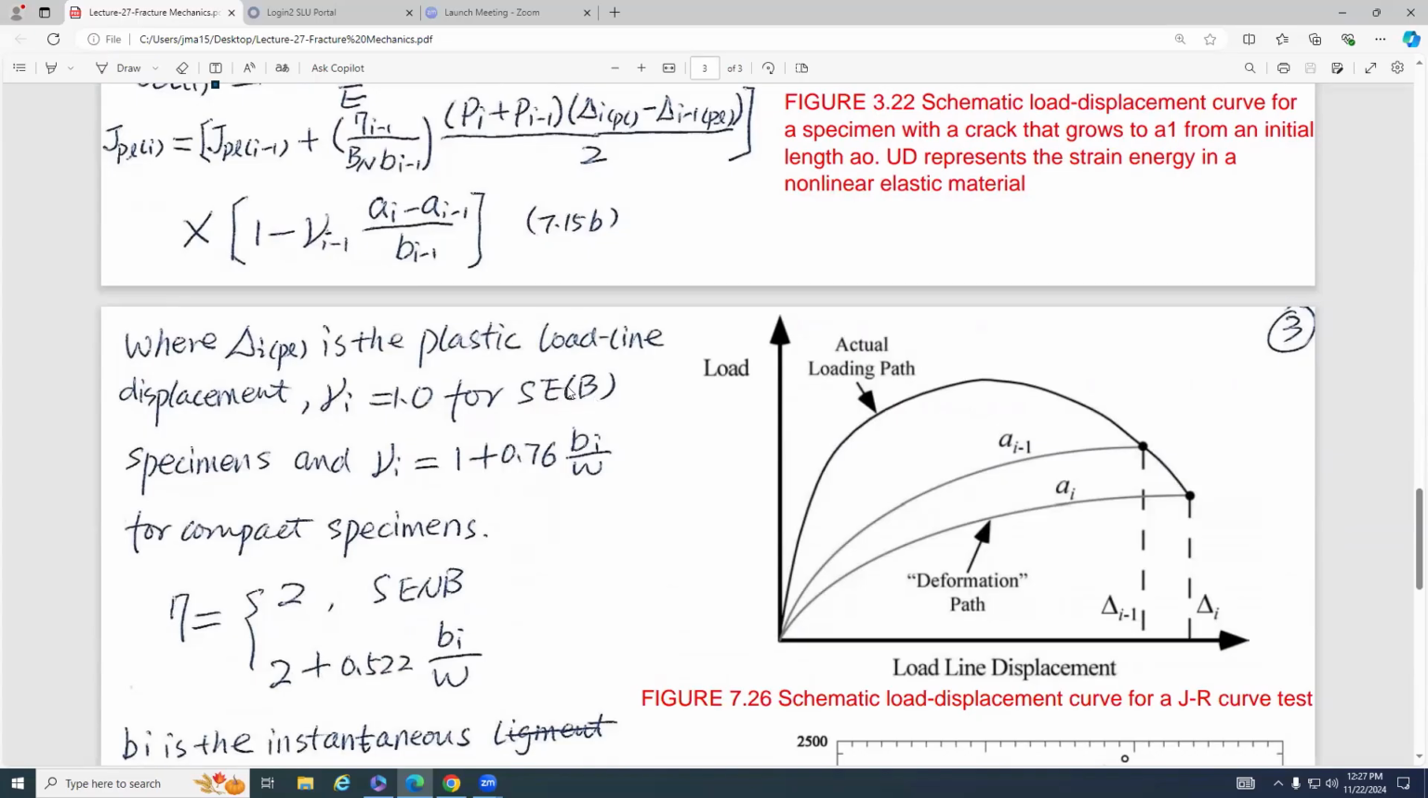this is the specimen. But gamma_i equals this for the compact specimen. So I just write it for the compact specimen. For the eta, also for two different specimens, the eta values are different. Single edge notch bend specimen. So this is for the compact one, right? I need to write down for the compact one.